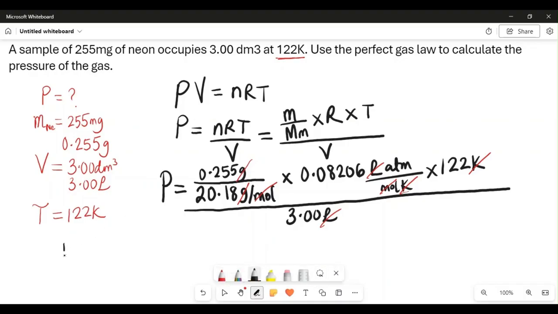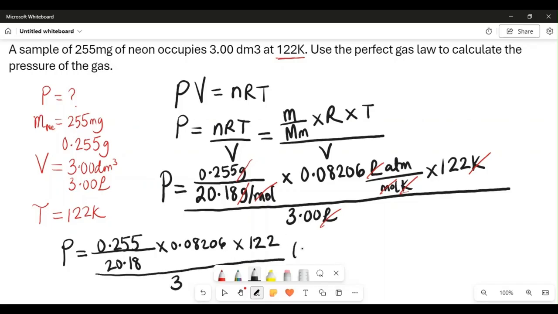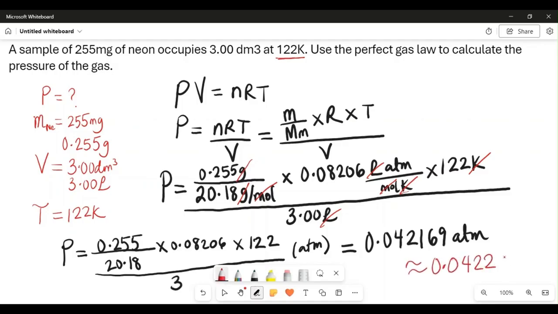So now we have P equals 0.255 divided by 20.18, times 0.08206 times 122, all of this divided by 3, in atmospheres. I wanted you guys to know that we're trying to solve for everything to be in atmospheres. So you input all of this into your calculator, and we end up with 0.042169 atmospheres, and to 3 significant figures this is 0.0422 atmospheres. This is the answer to this question.